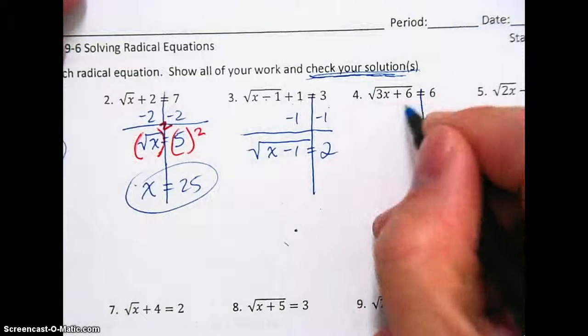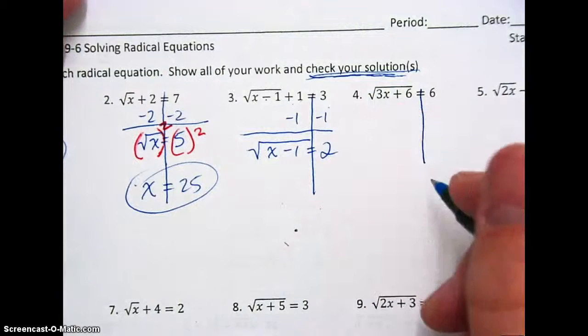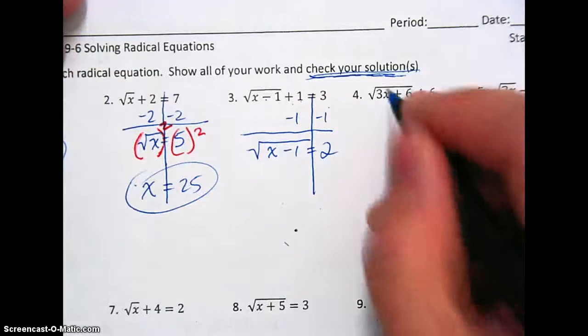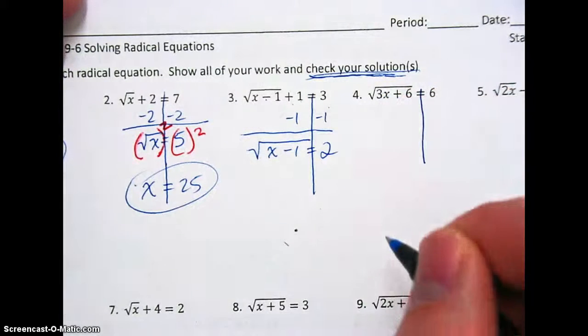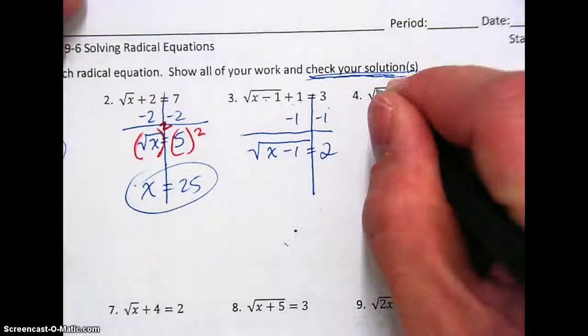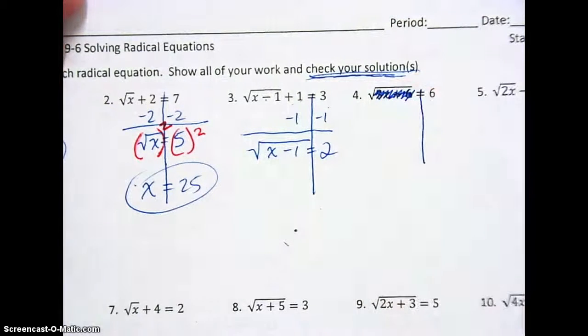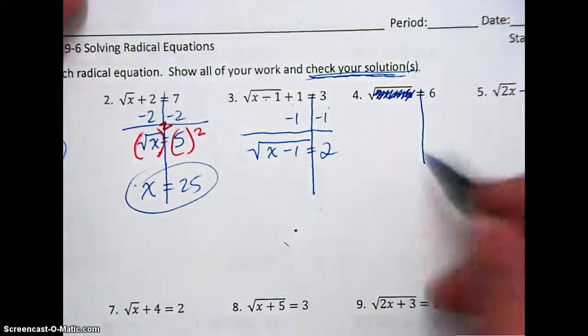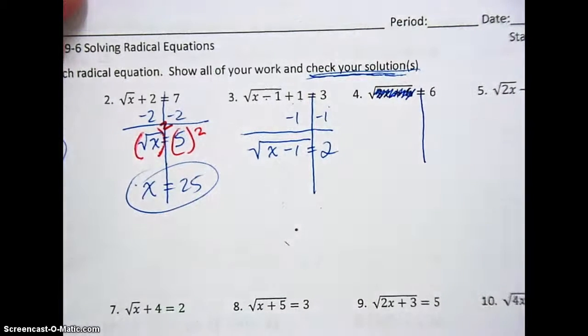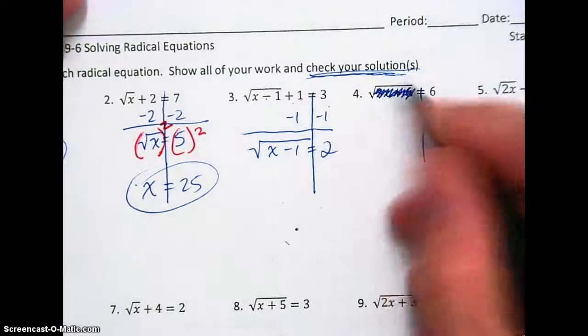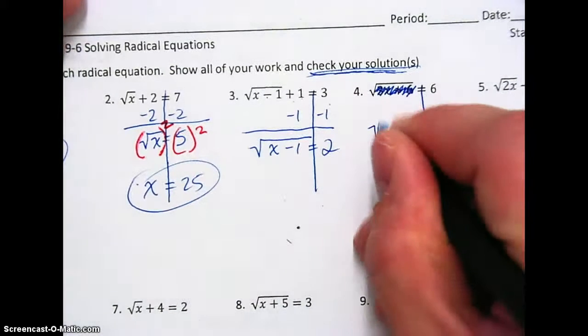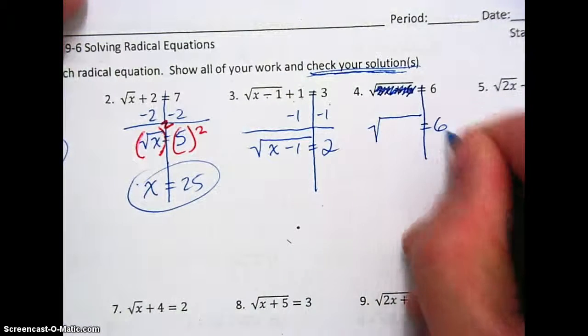Good, there's nothing outside the radical. Everything's underneath the radical, so the radical's by itself. So we just ignore what's in the radical right now. If we were thinking about this problem, I'm going to cross out what's in there. If you cross out what's inside and all you see is a square root symbol, it's all by itself. Think of it as a box by itself on this side. We have a square root equals 6.